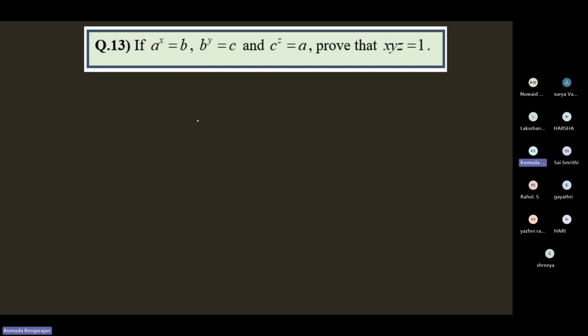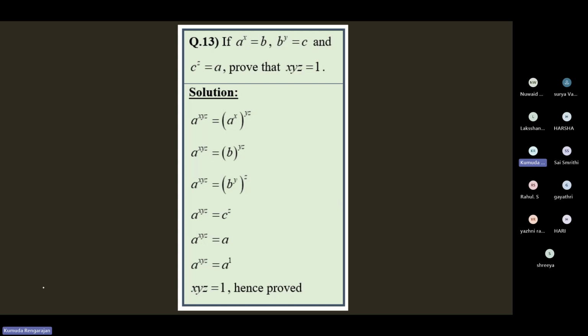Let's see this. Prove that XYZ is equal to 1 given certain things here. Now I've started with a to the power XYZ. You can even write b to the power XYZ, c to the power XYZ. You want to start like that, a to the power XYZ. Assuming that, you can get this is equal to a to the power 1. And on equating, bases are same, equating the powers, you get XYZ is equal to 1.